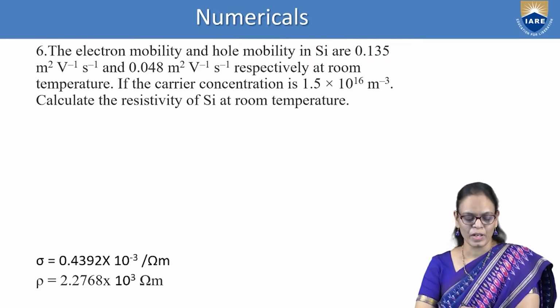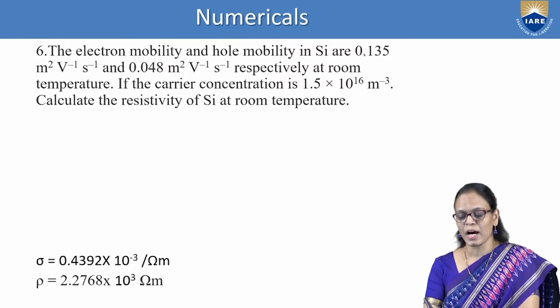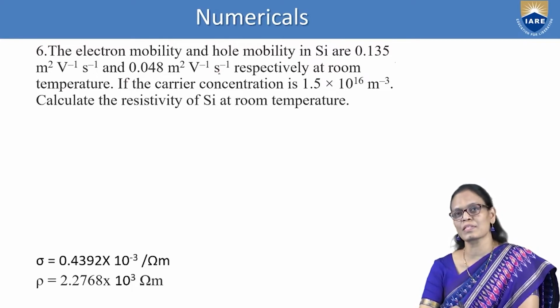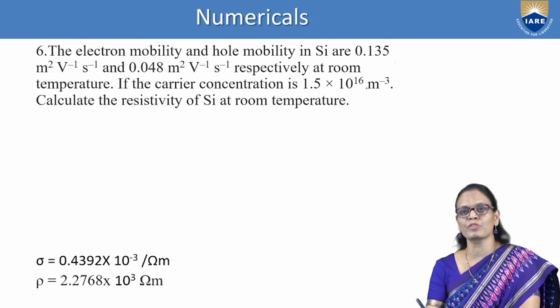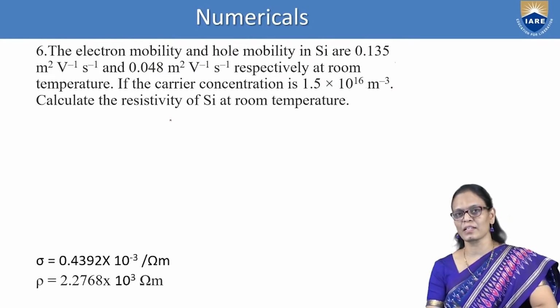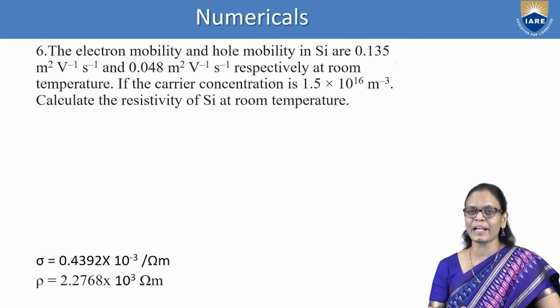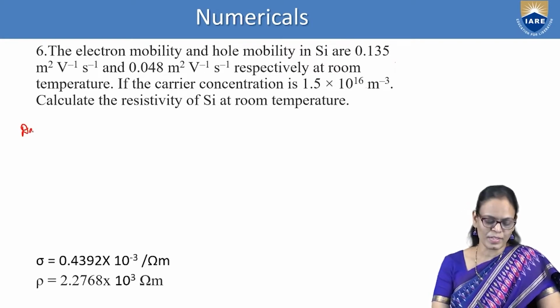First one: electron mobility and hole mobility in silicon are 0.135 meter square per volt second and 0.048 meter square per volt second respectively at room temperature. So we are given the mobilities at room temperature, and the carrier concentration is 1.5 into 10 power 16 per meter cube. We have to calculate the resistivity. Exactly the same, only the values are changing here for mobility and concentration. So what is the data?